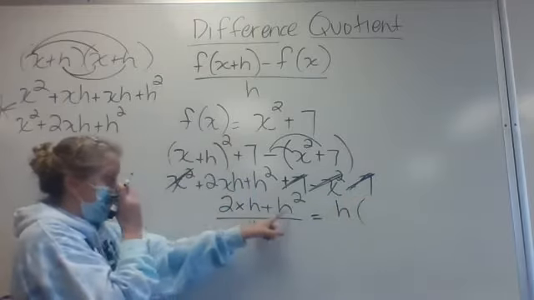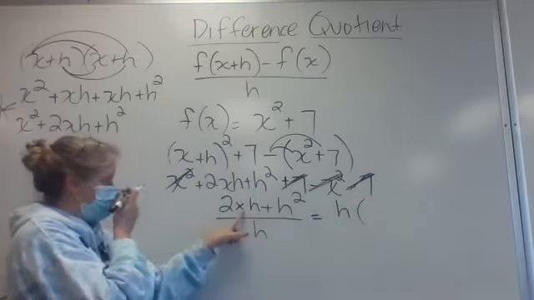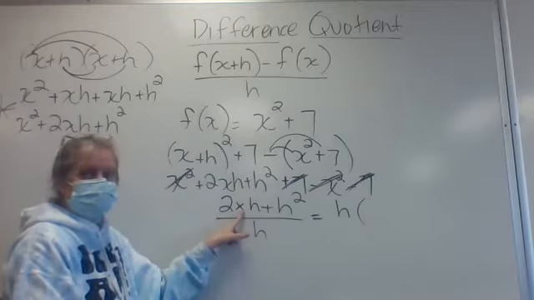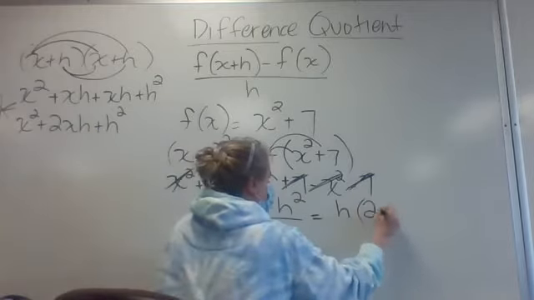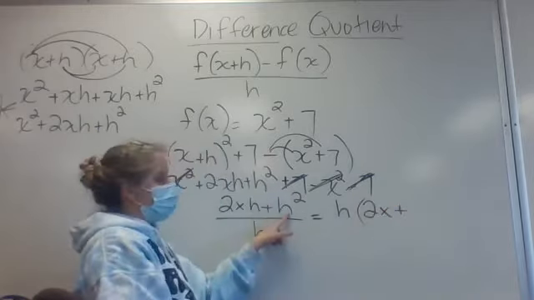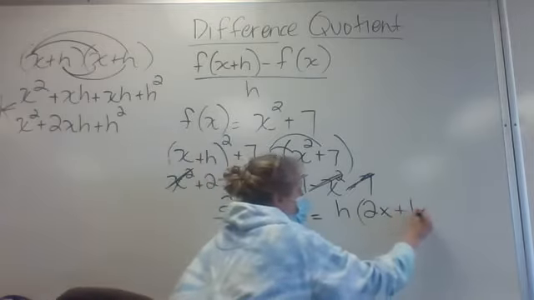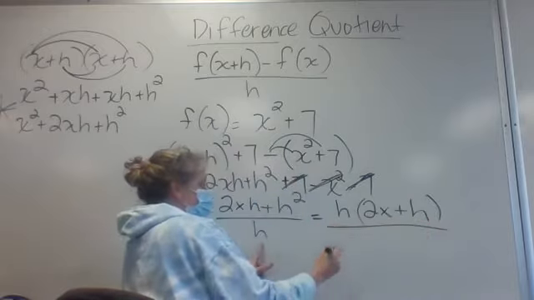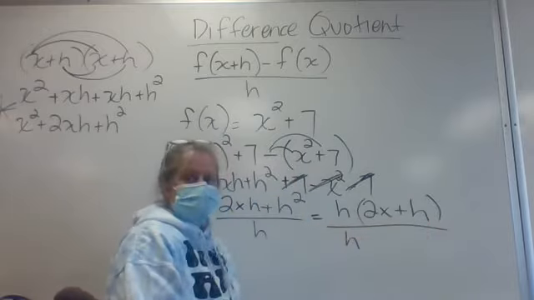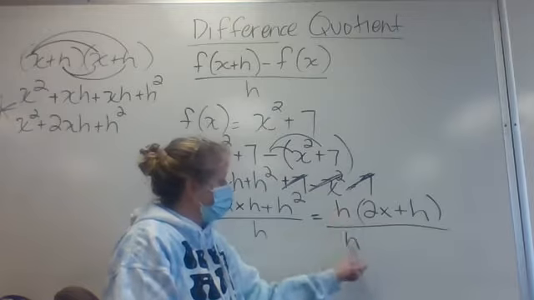If you take the h out of each of these terms, what's left in the first term? 2x. Plus, if you just took an h out of this, you still have an h, right? Because you had h squared and took 1 away. What's your denominator? 1.